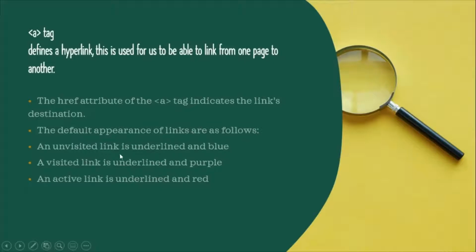The default appearance of links are as follows. An unvisited link is underlined in blue. A visited link is underlined in purple. An active link is underlined and red.